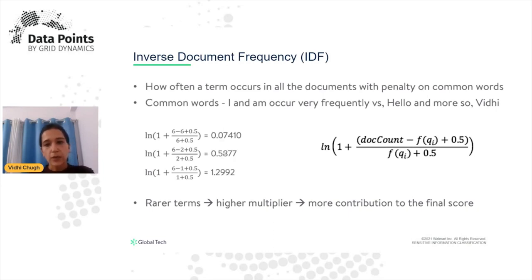Okay, so next I take "hello". "I" and "am" occur very frequently, then I talk about "hello". For example, "hello" occurs in 2 of the documents, and the score we can see is a little more than what it was for "I" and "am". And the word, for example, "Vidhi", might be a rarer word, so it occurs in just one document out of the corpus of 6 documents. When I do the calculation, it comes closer to 1.3. So what we are effectively doing here is developing a mechanism in which, if a term is rarer, the calculation that comes out of this formula gives a higher multiplier. So it contributes a little more for that particular term to the final score.